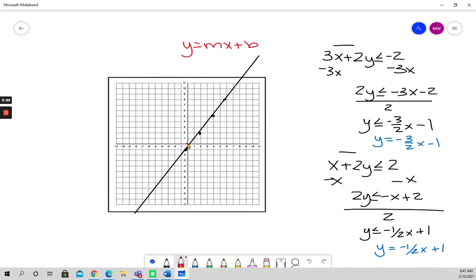0, 0 is not located on that line, so I'm going to plug it in. Is 0 less than or equal to negative 3 halves times 0 minus 1? Is 0 less than or equal to negative 1? No, it's not, so I shade the region of the graph that does not contain 0, 0. So that would be everything on this side of my line.